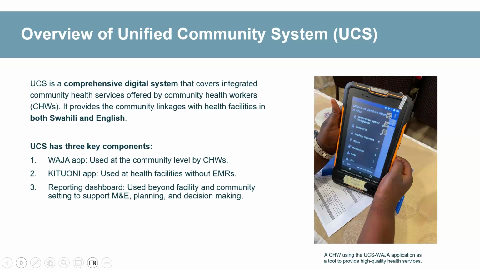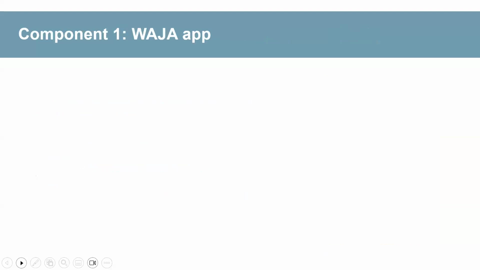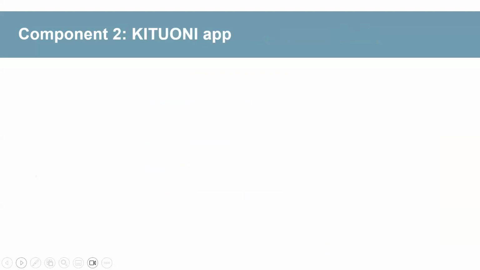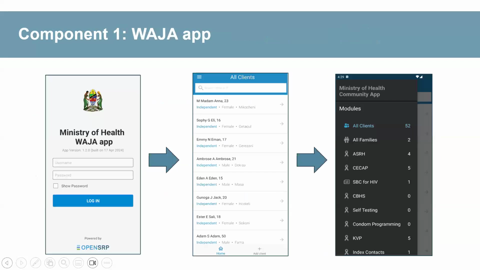And we also have a reporting dashboard, which is used beyond the facility and community setting to support M&E, planning and decision making. We all know that in any place where we collect data, we will need to use it so as to benefit us and help us in decision making and planning. So those are the components of Wadia. This is how the Wadia application and Kituoni application can be seen.